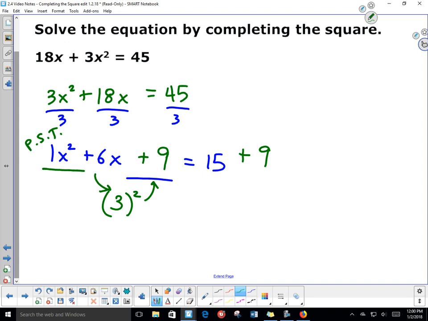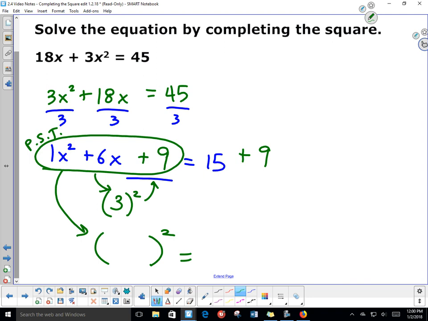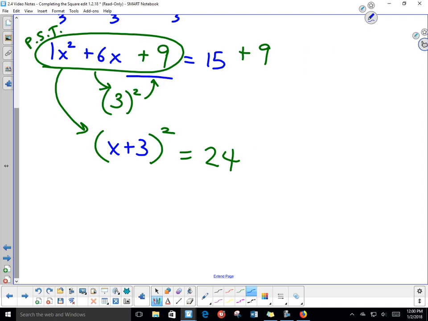So now that I have this perfect square trinomial, I can rewrite it as a binomial squared, and it's going to be equal to, looks like 24 on the right when I add 15 and the 9. So x squared plus 6x plus 9 could be rewritten as (x plus 3) quantity squared equals 24. And now I'm ready to take the square root of both sides.